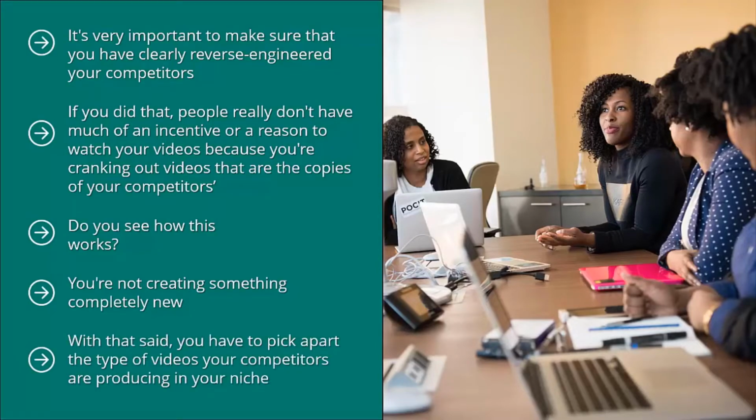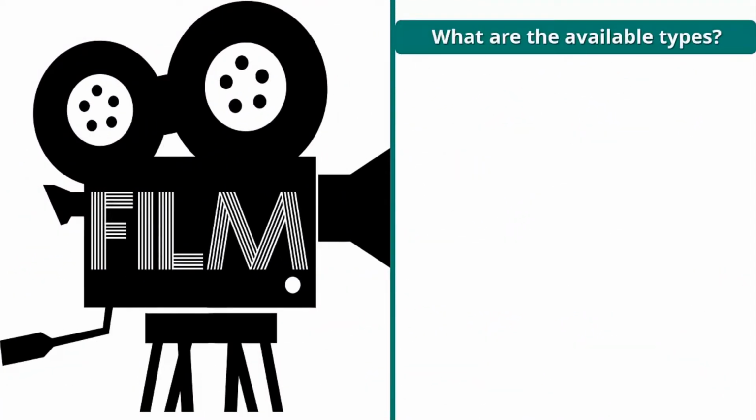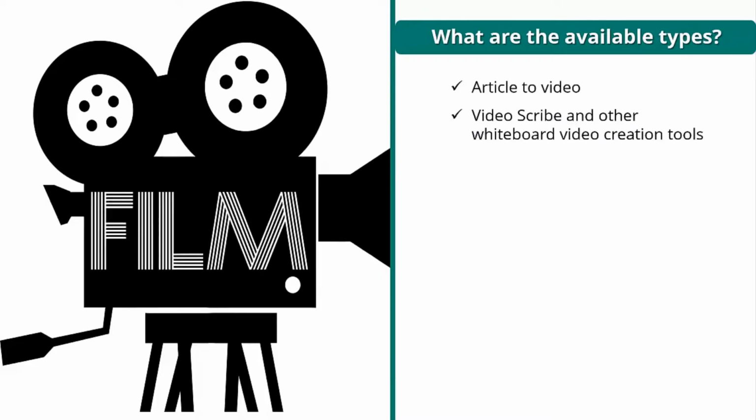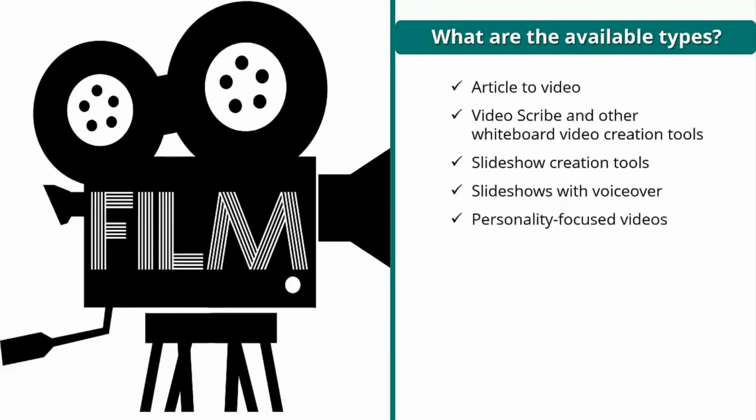With that said, you have to pick apart the type of videos your competitors are producing in your niche. Understand that marketing video types have their own set of advantages and disadvantages. To recap, you're going to be focusing on a specific type of video, and you find the answer to this by reverse engineering your competitors. What are the available types? Article to video, VideoScribe and other whiteboard video creation tools, slideshow creation tools, slideshows with voiceover, personality-focused videos. The list above includes the most common types of marketing videos found on YouTube and other platforms.